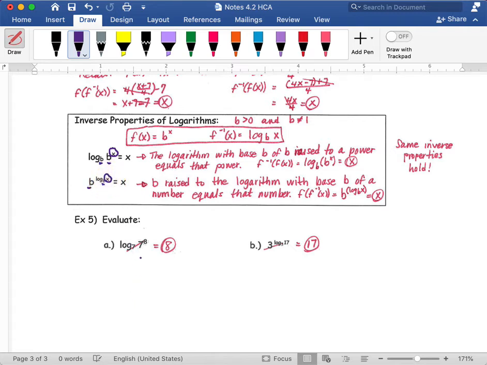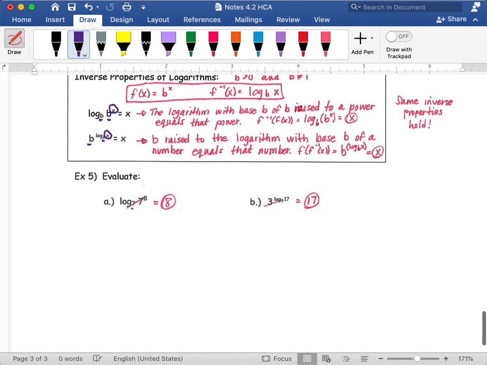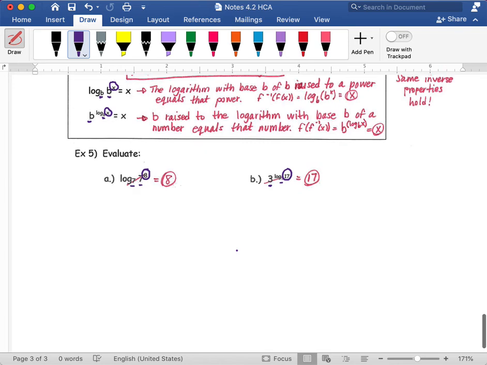So if I look at these two examples where I have to evaluate, notice log base 7 of base 7 raised to the power of 8. As long as these bases are the same, it equals the exponent. Okay, so that's why this problem equals 8. Now here I have base 3 raised to the log base 3. Bases are the same again. It's going to equal this value right here, 17. So those are things that need to be learned. And when you look at it, you should be immediately able to evaluate that. If you have questions, please let me know.